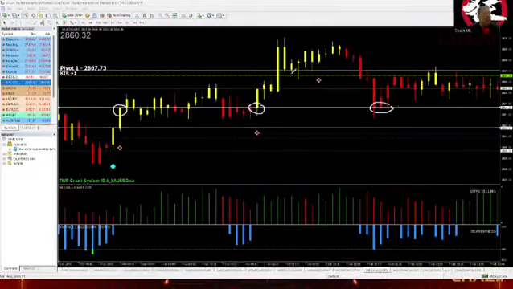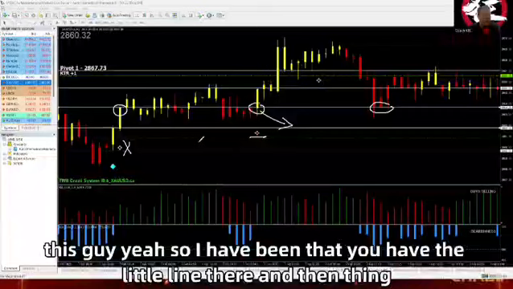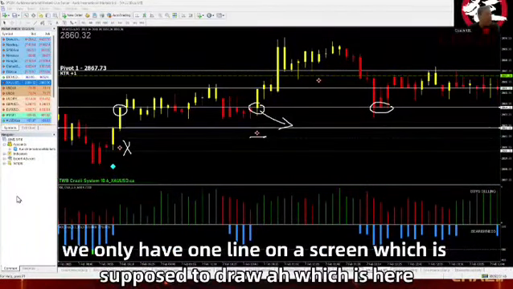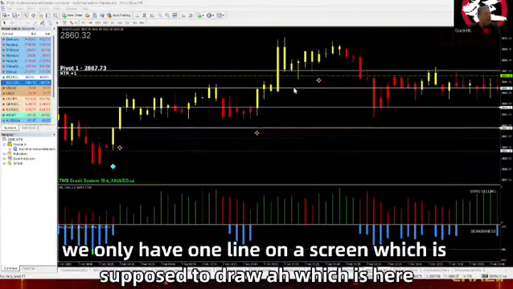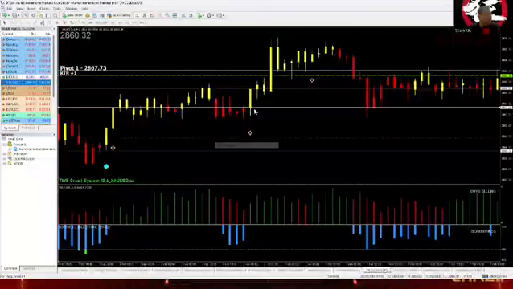Very strong diamond. So of course, by right, you can only use this one here, because the latest diamond is here, not this one, yeah? If you happen to leave the line there, then just take that as a support level. But by right, for us, we only have one line on the screen, which is supposed to be drawn here, okay? The one should be here, okay?